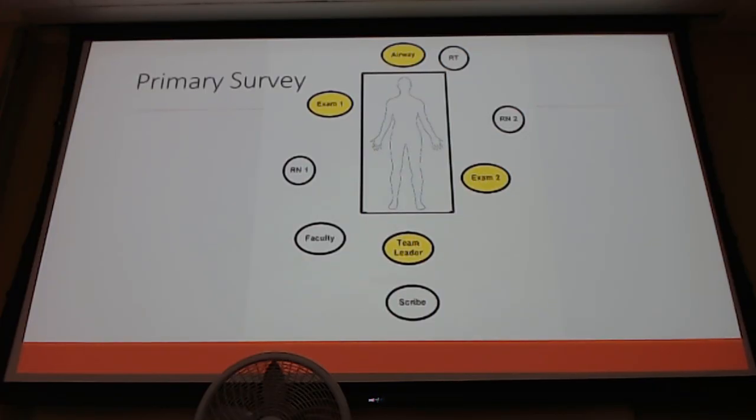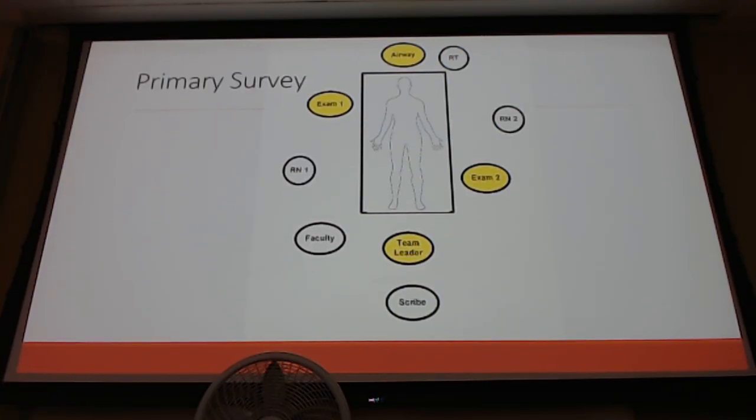Any history they may or may not be able to provide, they'll give it then. Then we transfer them over and begin with our exam. So your airway person, everybody's working simultaneously. So we talk about the primary survey in a sequential fashion, A, B, C, D, E, F, G, which is what you would do if you were by yourself.